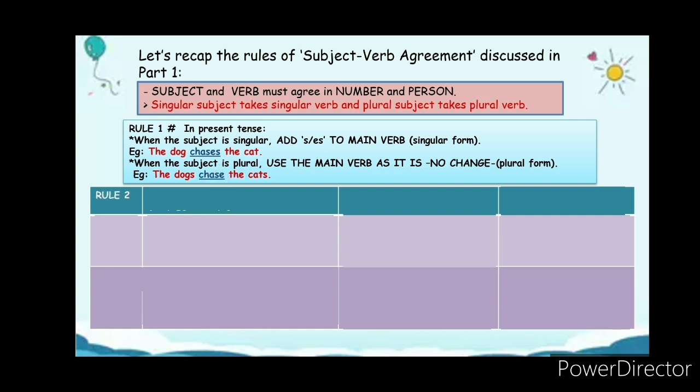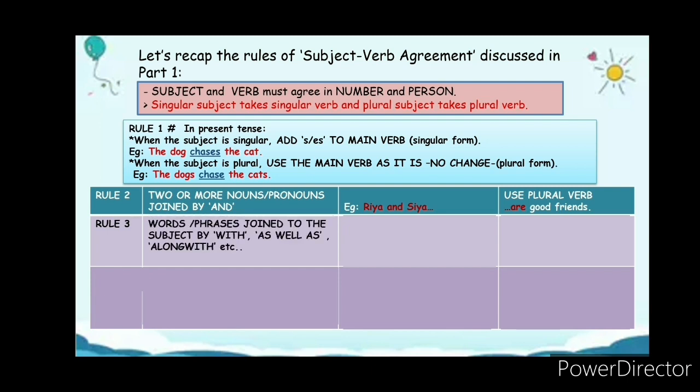Now, let's look into rule number 2, where we learned about two or more nouns or pronouns joined by and. For example, Ria and Sia. Here, use plural verb. So, the completion of Ria and Sia would be Ria and Sia are good friends. Rule number 3, where we learned about words or phrases joined to the subject by with, as well as, along with, etc. For example, Ria along with her friends. Here, use verb as per the first or the main subject. That means an appropriate completion here would be Ria along with her friends attends the classes, where the verb attends agrees with the first or the main subject Ria and both of them are singular in number.